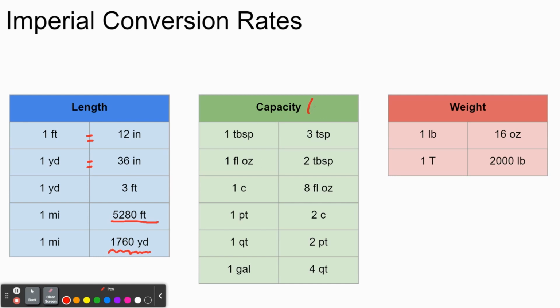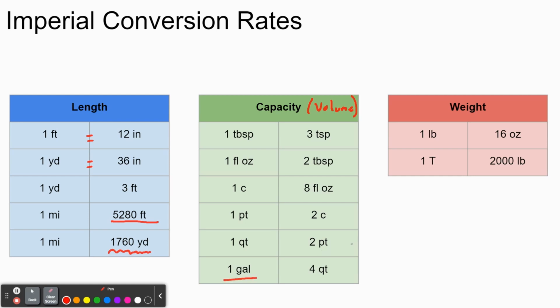Capacity is like thinking about volume. So we got 3 teaspoons is equal to a tablespoon. 2 tablespoons is equal to 1 fluid ounce. 8 fluid ounces is equal to 1 cup. 2 cups is a pint. 2 pints is a quart. And 4 quarts is a gallon. Gallon is the biggest volume that we're going to be using here.